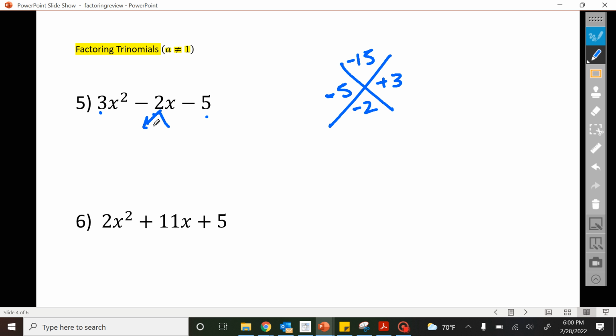And now I do actually have to go through the whole process for this one. So I'm going to break up negative 2x squared into negative 5x and positive 3x. And the rest of the problem stays the same.